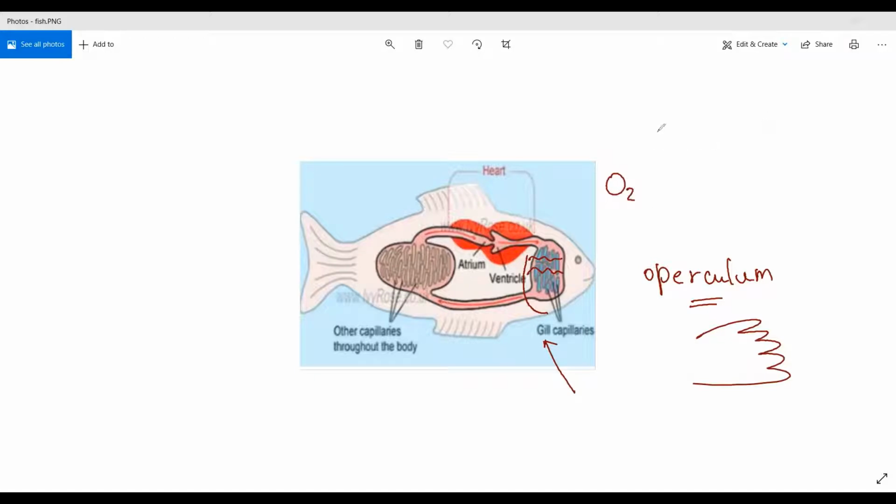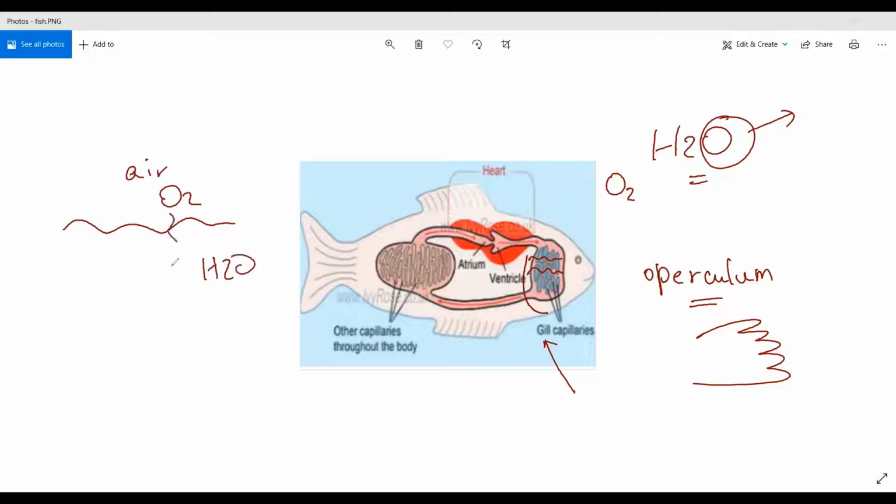Some students think that this is water, so this oxygen is going to be taken by the fish. No, this is the water surface, whatever, the sea, ocean, river. Here is air containing oxygen, and this is water. Oxygen is going to enter from the air to dissolve in water, making a solution. So these blood vessels in the gills will extract the oxygen out of water.